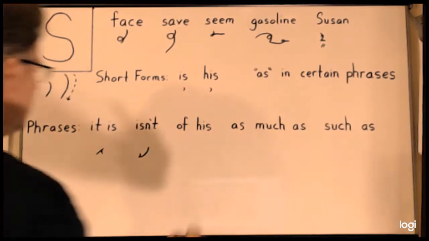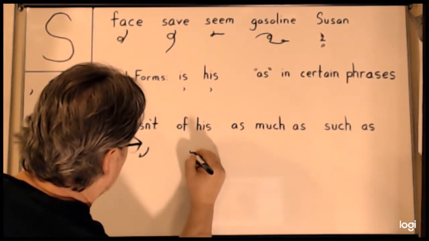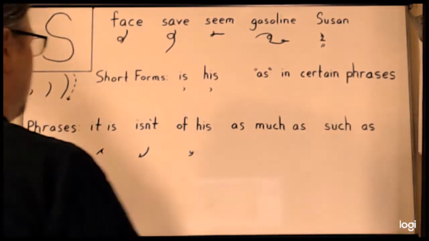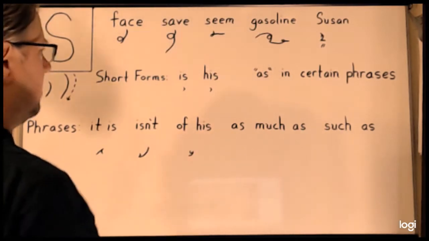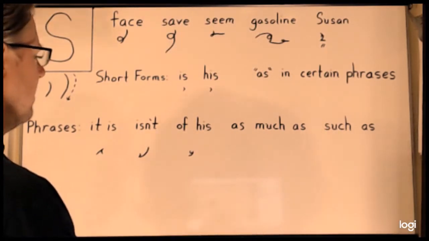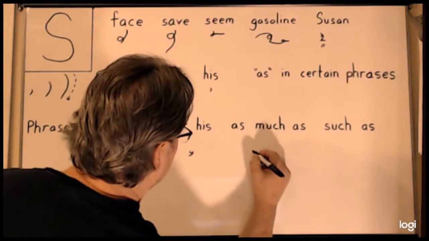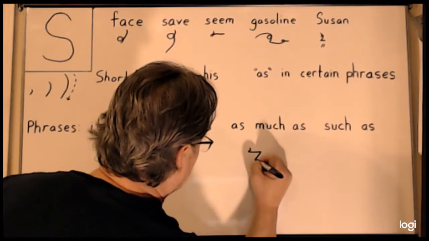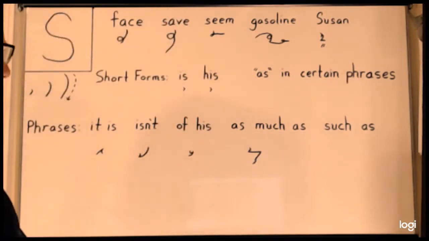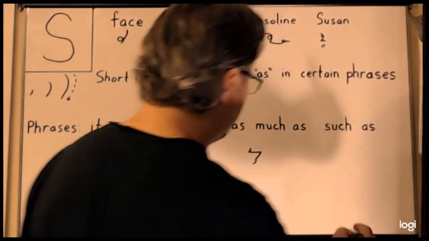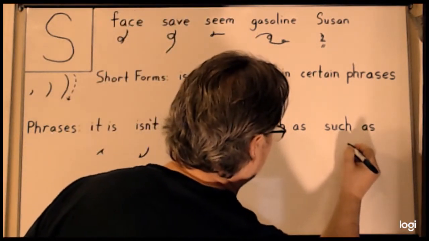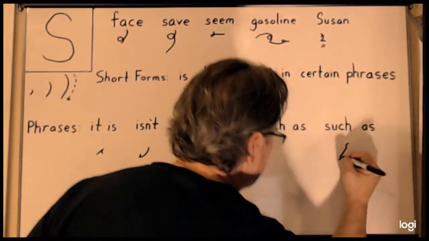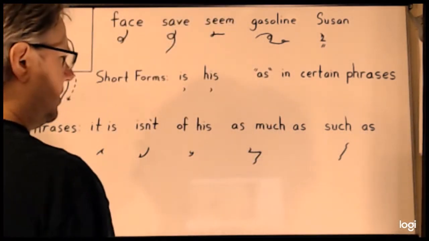For of his, we'll just write of, then the right S for his. And for the phrases where it means as, so as much as is the S, M, CH, and S again. And for such as, we'll start with the left S, CH, then the right S for the word as in the phrase such as.